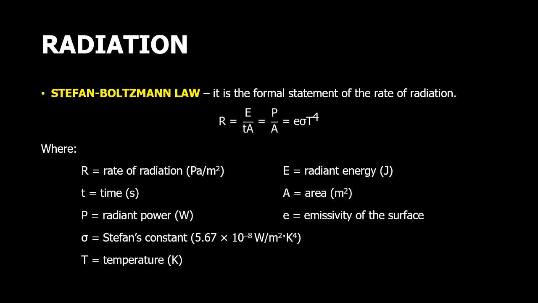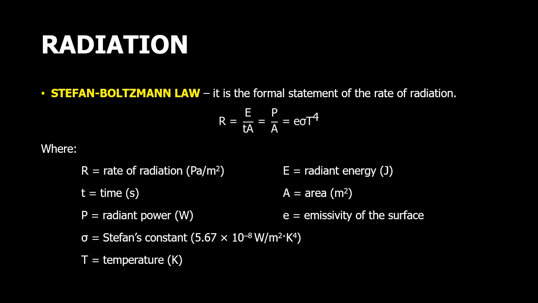So for the second variable in our formula, sigma represents the Stefan-Boltzmann constant, which has the value of 5.67 times 10 raised to the negative 8 watt per square meter Kelvin to the fourth. So this is the value of this Stefan-Boltzmann constant.